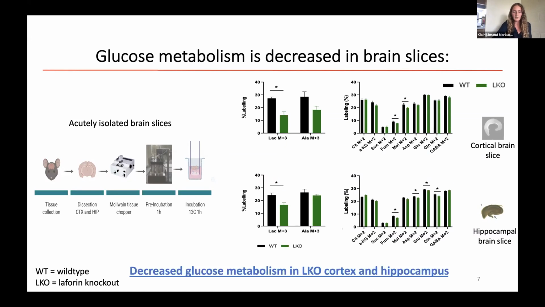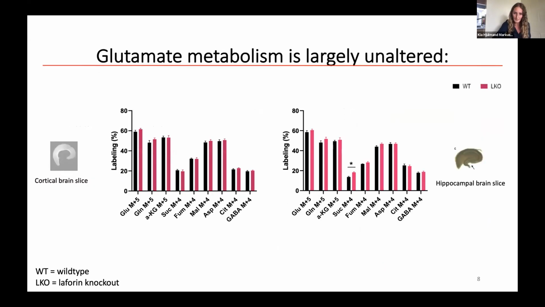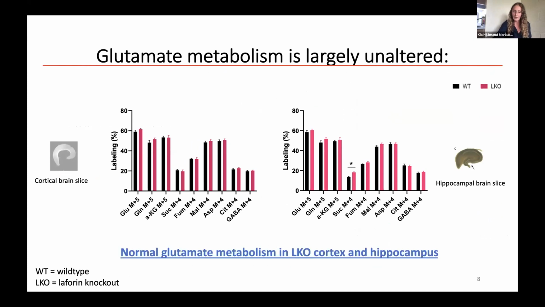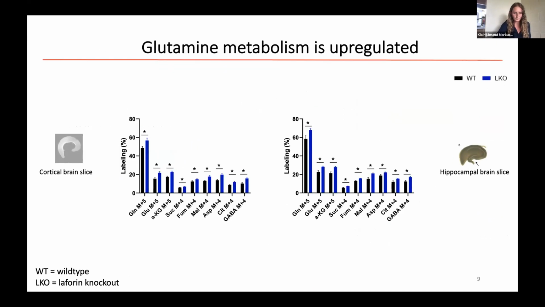So overall, we found a decreased glucose metabolism in Lafora deficient animals in both cortex and hippocampus, which is expected. Since this is a glycogen storage disease, we expect to find disturbances of glucose metabolism. Then we moved on to glutamate metabolism, which we found to be largely unaltered in both brain regions. We see no differences in the labeling patterns whatsoever in either region. Therefore, we think that these animals have a normal glutamate metabolism.